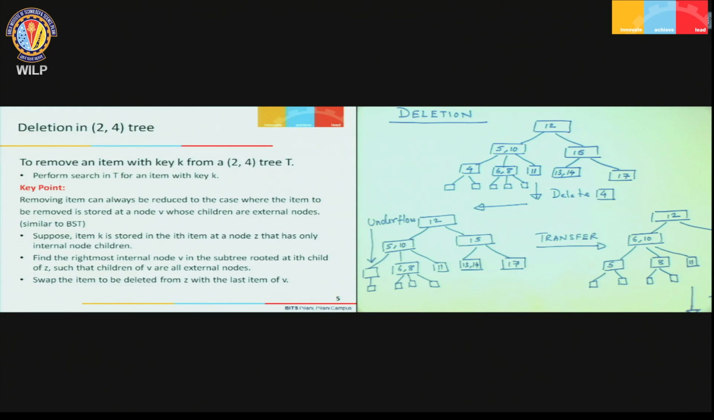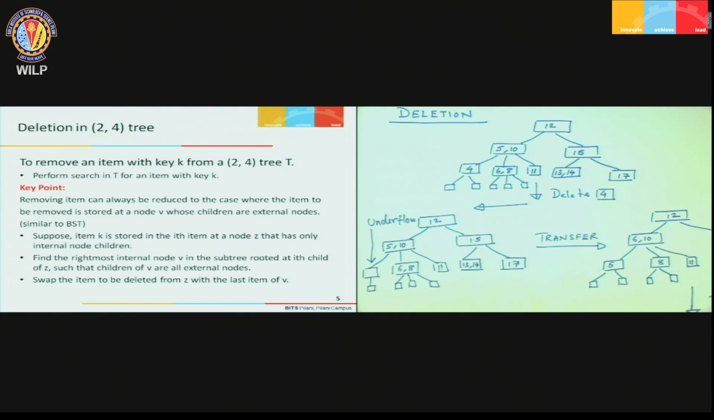It might happen that we wanted to delete, say, 5 or say 12, which is an internal node. 4 we have seen is an internal node whose children are all external nodes. So, that is a special case. If you recollect, binary search tree also had this special case, where if the node that you want to delete is a node at the last level, then we can simply delete it.